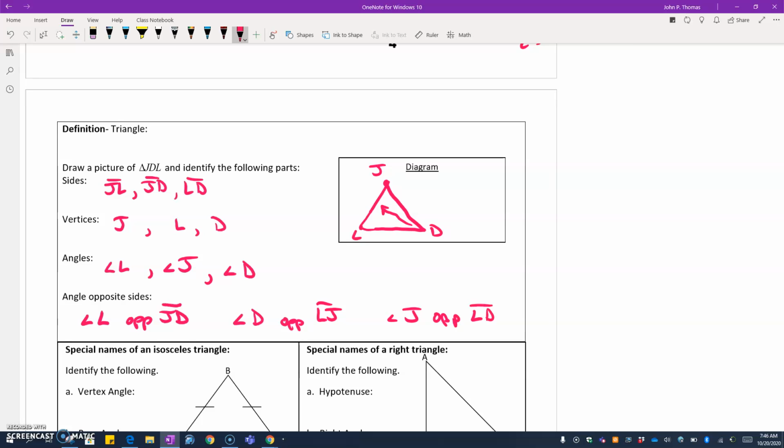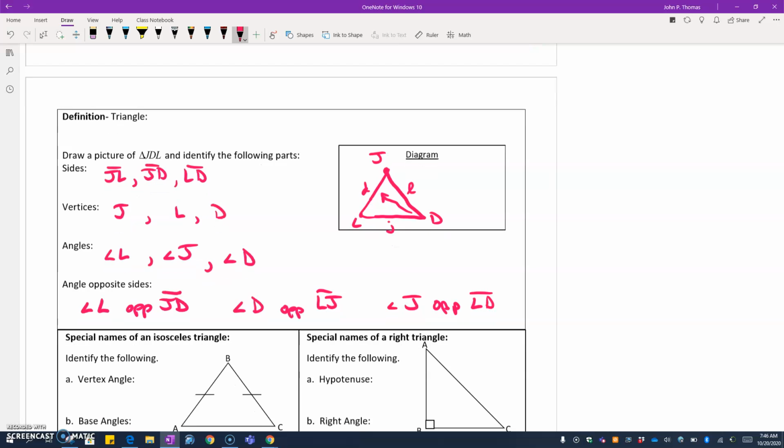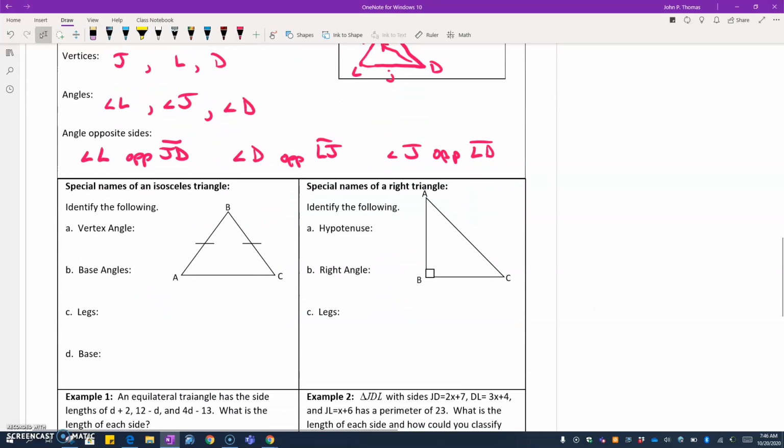Now, standard notation that we use is a lot of times what we'll do is we'll label that opposite side with a lowercase letter. So opposite angle D, we would call that side lowercase d. Opposite angle L, we'd call it side lowercase l. And opposite angle J, we'd call it lowercase j. And that's just kind of a shorthand that we use quite often to identify the sides and the angle relationships in a triangle.